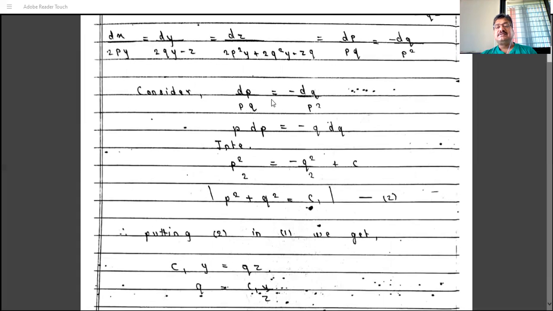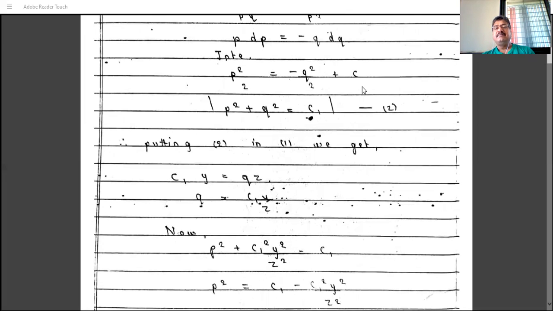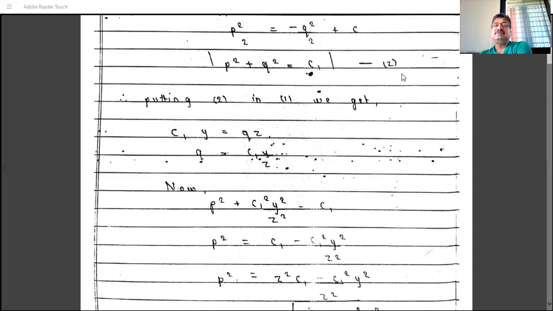So we consider this, cancel p. So we have dp by q is equal to minus dq divided by p. After simplification, p dp is equal to minus q dq. After integration, integrating both sides, the integration of p with respect to p is p square by 2, and minus q square by 2, plus a constant of integration, suppose c1 or c. Then multiplying by 2, we have p square plus q square is equal to 2c. Suppose 2c is c1, a new constant. So this is equation number 2.